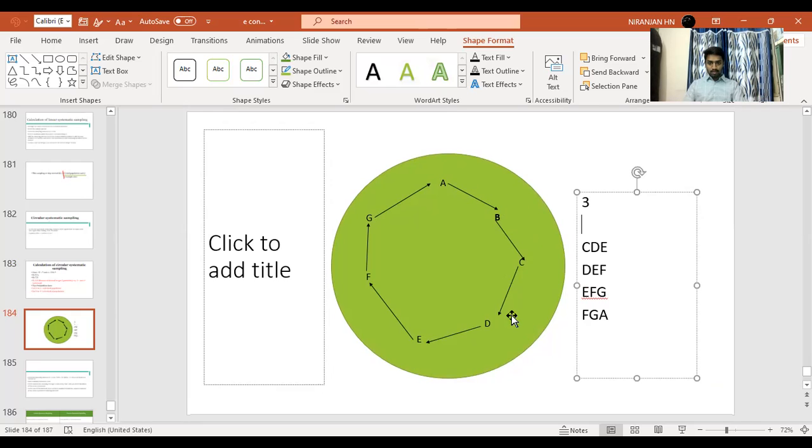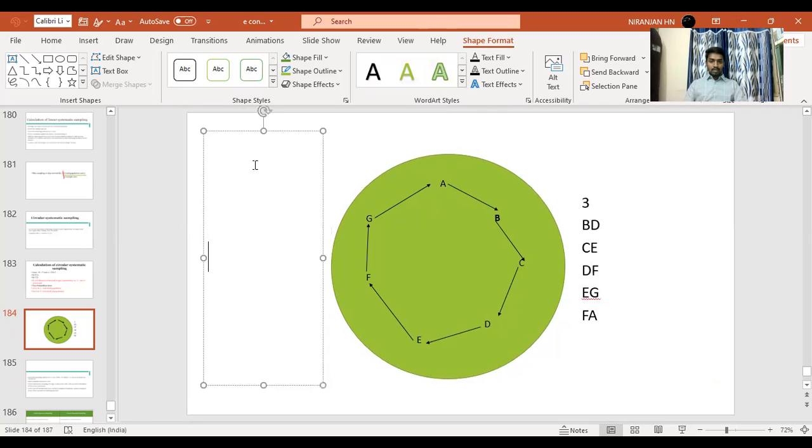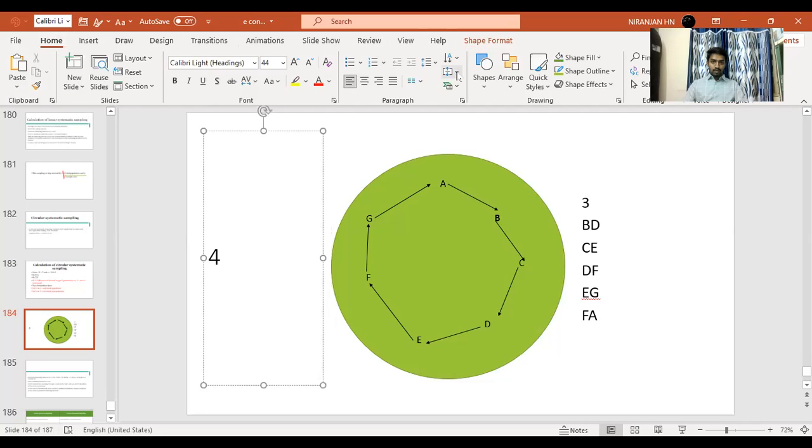A, B, C, D. So B to D. So BD, C, DF, EG, FA. In the same way here, if it is a fourth individual, it will be for the fourth individual. Fourth individual, it is going to be B, E, B.